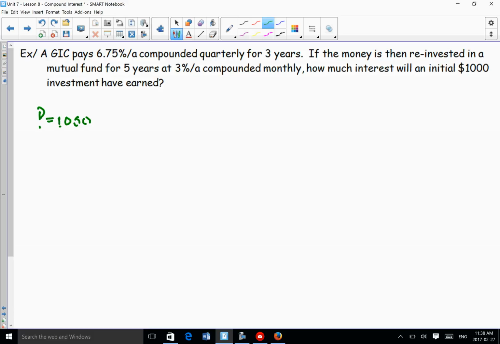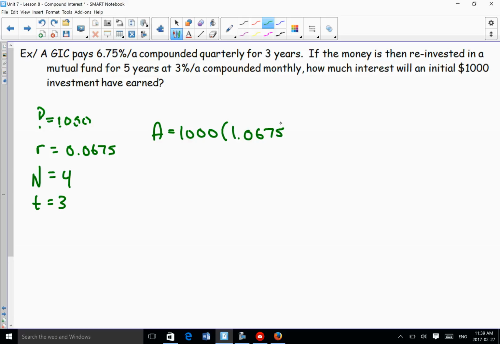We have to do the GIC first. So the GIC is made up of a rate of 6.75%, or in other words, 0.0675, compounded quarterly, so N is 4, for 3 years. So how much money will that GIC build for us? Our $1,000 times (1 plus 0.0675), in other words, 1.0675. Oh no, we haven't found I yet, have we? That's our R. Okay, we need to fix that.